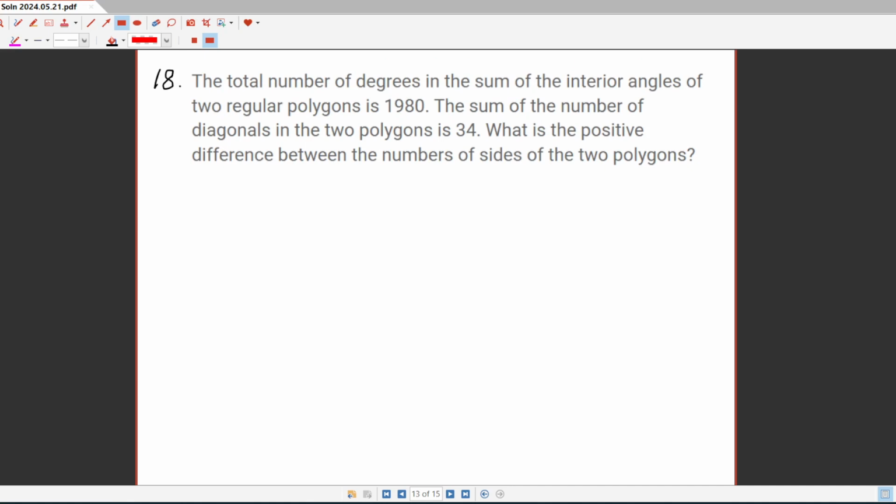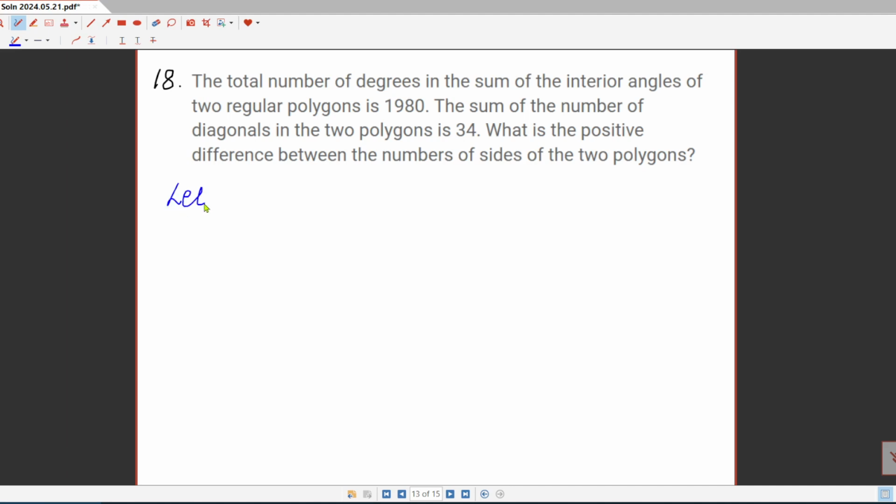Alright, question 18. The total number of degrees in the sum of the interior angles of two regular polygons is 1980. Sum of the numbers of diagonals in two polygons is 34. What is the positive difference between the numbers of sides of two polygons? Okay, so here we have some unknown quantities. We don't know the number of sides of the two polygons, so we could just let the number of the sides of the polygons be x or y or a and b.